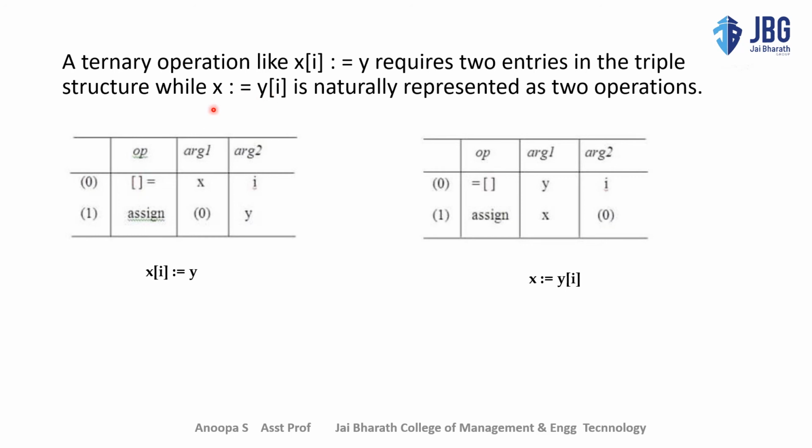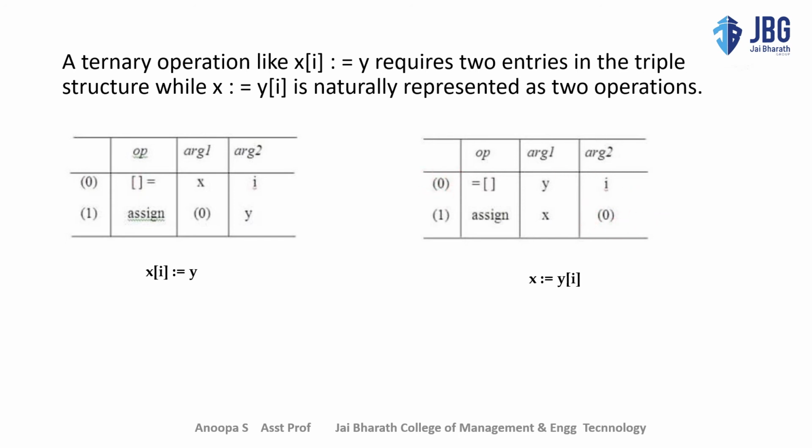Next is x equal to y of i. Here, similarly, y of i has to be assigned first, equal to y of i. Then I have to assign the value to x. So argument 1 is x, and y of i is at location 0, and I have written 0.